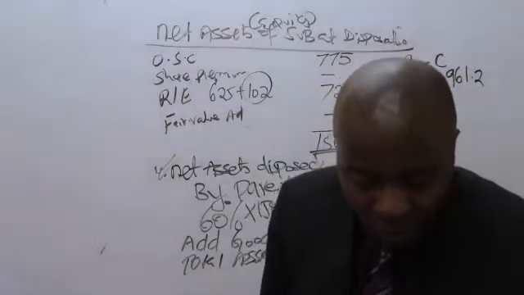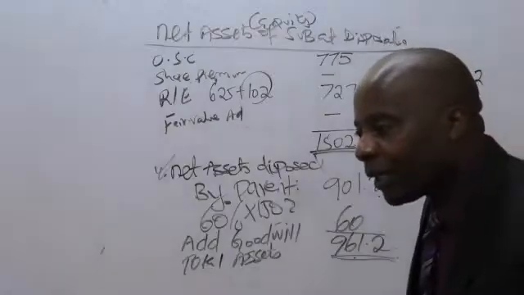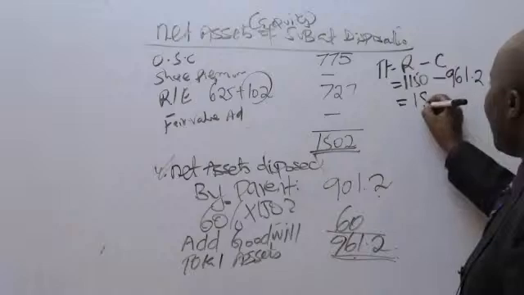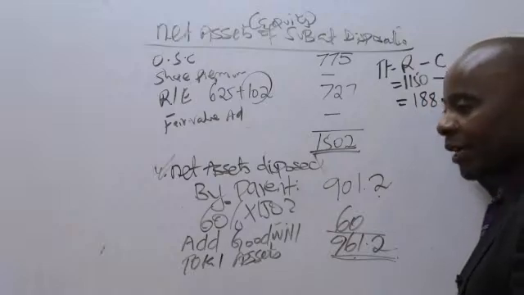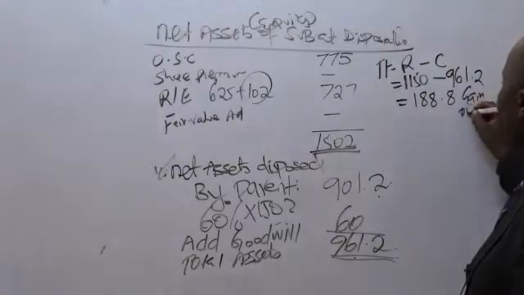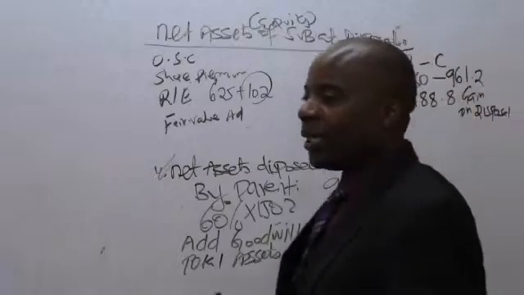Could you kindly give me the total? So again on disposal, I'm being told it is positive 188.8, which is the gain on disposal.